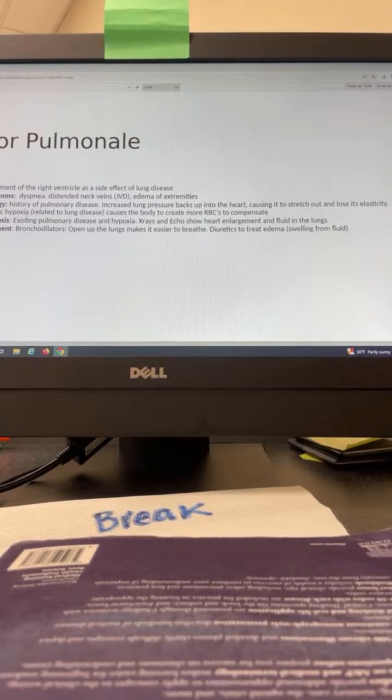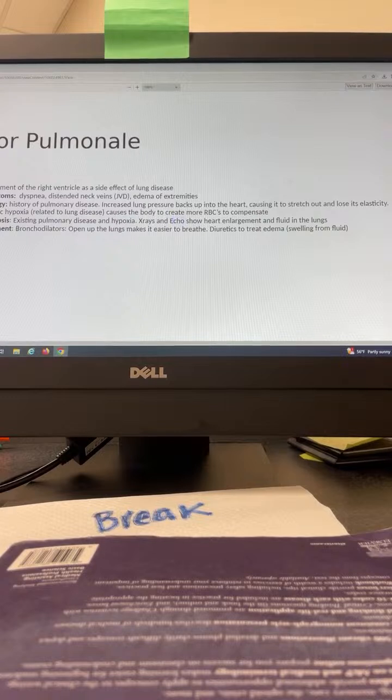Diagnosis, like I said, they'll have some sort of existing pulmonary disease and hypoxia. You can actually measure people's oxygen levels with a little probe. It'll tell you if they're 90% oxygenated, 80% oxygenated, whatever. X-rays can help show fluid. An echo, that's the echocardiogram that I was talking about, where they can use the ultrasound to look at images of the heart. They'll see that extra fluid in there.